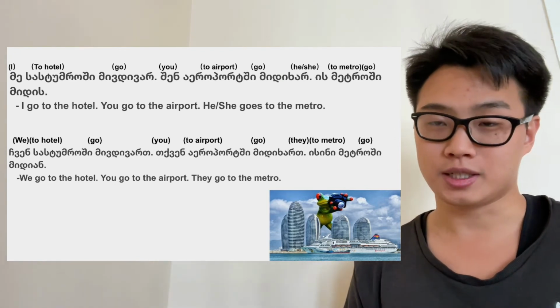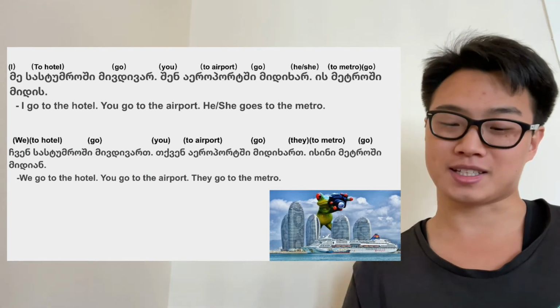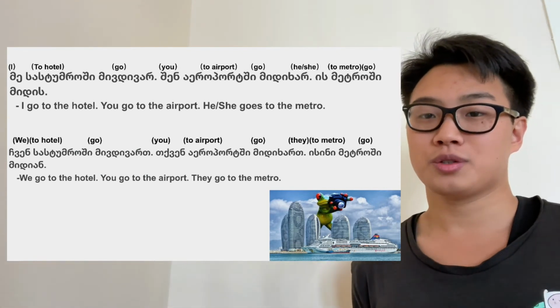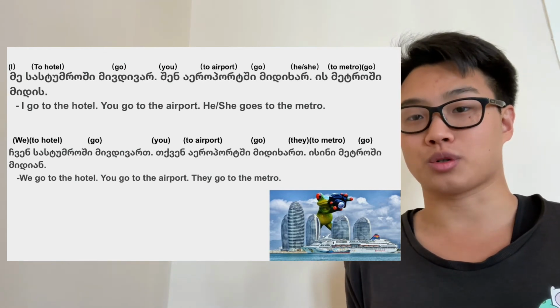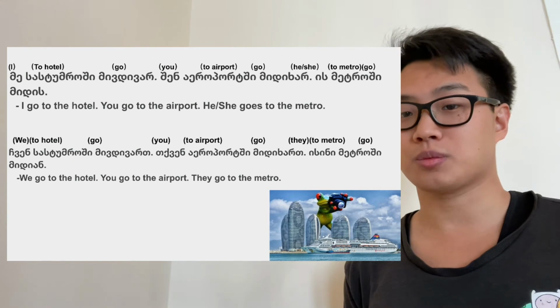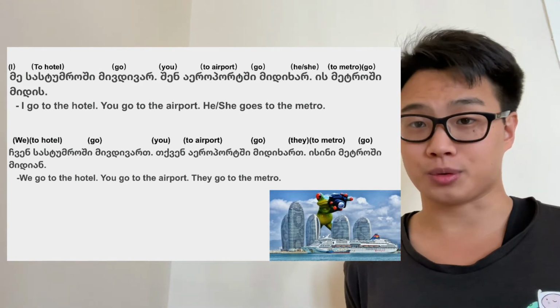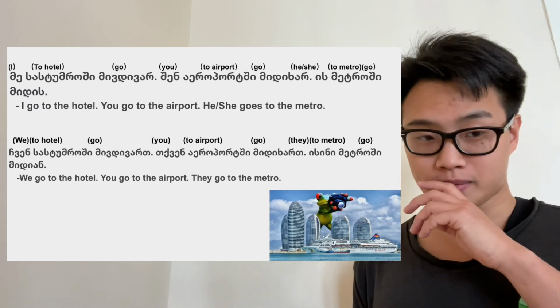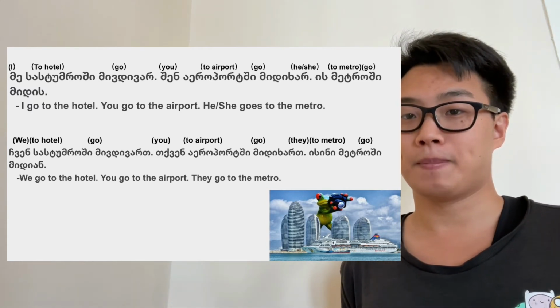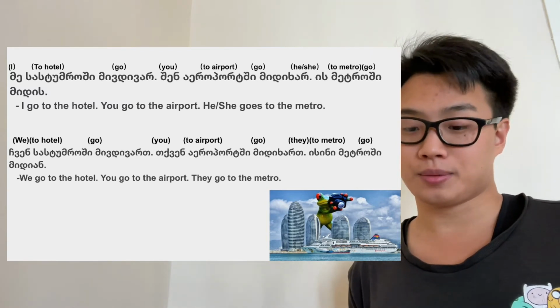And it's kind of easy to guess how it conjugates for plural forms. You know, adding t, and that's it. So we go to the hotel. Chven sastumroshi mivdivart. And you go to the airport. Tkven aeroportshi midihart.